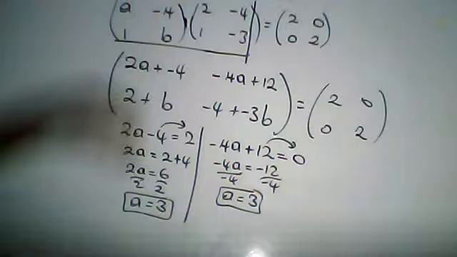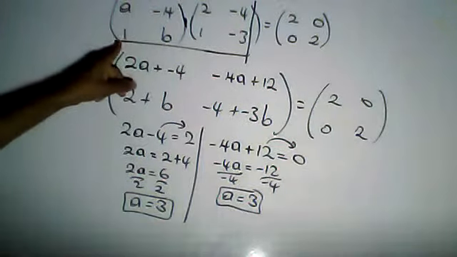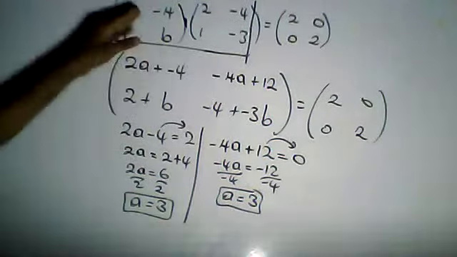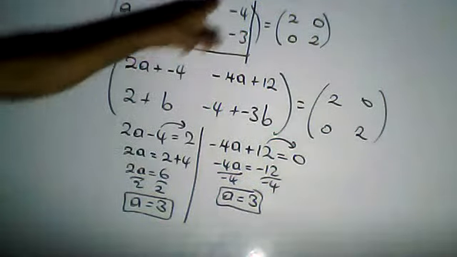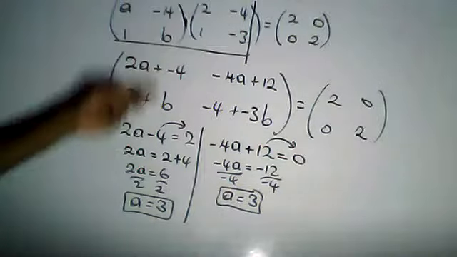So we didn't have to multiply the first row by the second column, nor did we have to multiply the second row by the second column. We could have multiplied the first row with the first column and the second row with the first column, and we just use those two to solve for A and B.